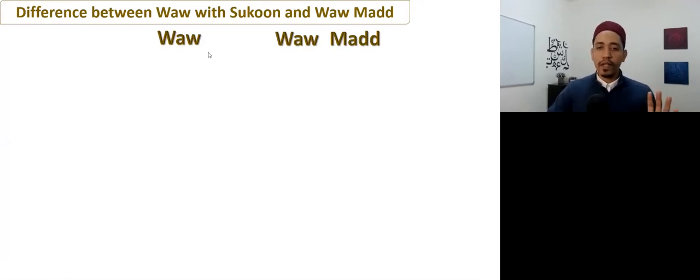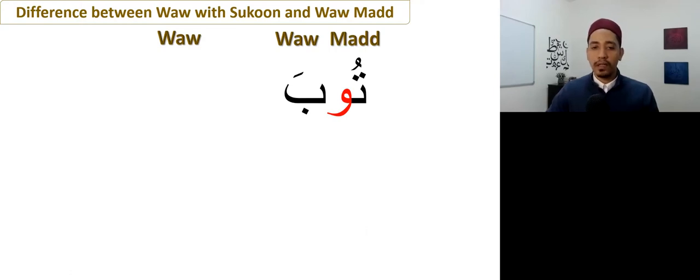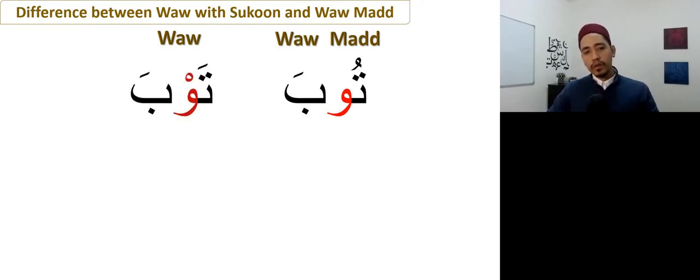Okay, let's look at this over here. Let's take a practical example. So this is a waw mad here. Tuba. The waw has nothing on it, and there's a dhamma before. We know that's a waw mad. Tuba. Well, if you look at the waw with the sukun, here it's going to be tauba. So the waw mad is the extension of the u, tuba, whereas here it's actually a letter. Tauba. Okay.